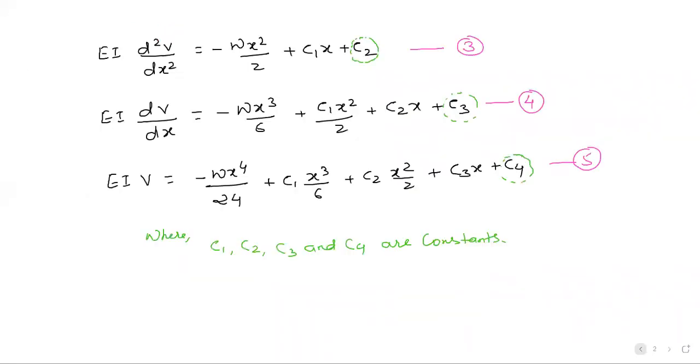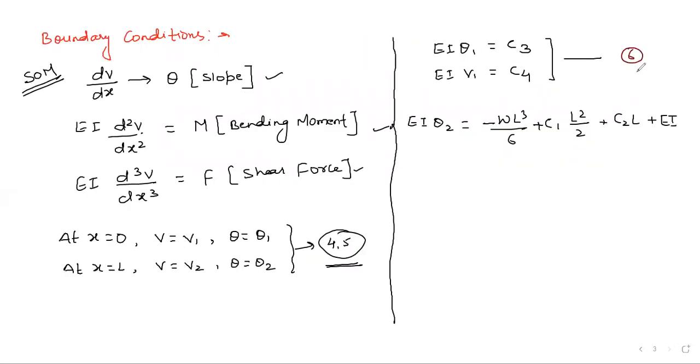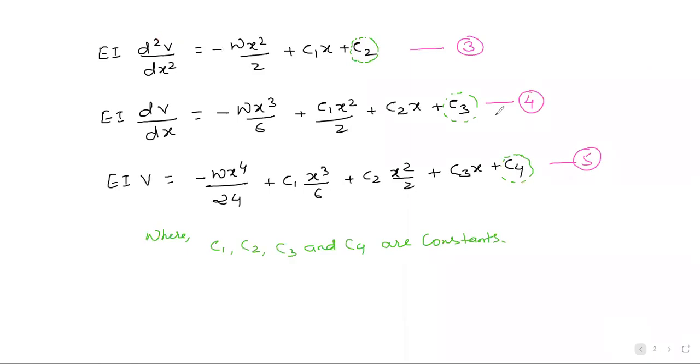Now see one thing here, C3 value, here we have C3. So how can we write this C3? Because we know from equation number 6, already we have proved C3 is nothing but EI into theta 1. So can we write directly in place of C3, EI into theta 1? We can write it, right? Because EI theta 1 we have taken as C3. So here we have replaced this C3 by EI theta 1.